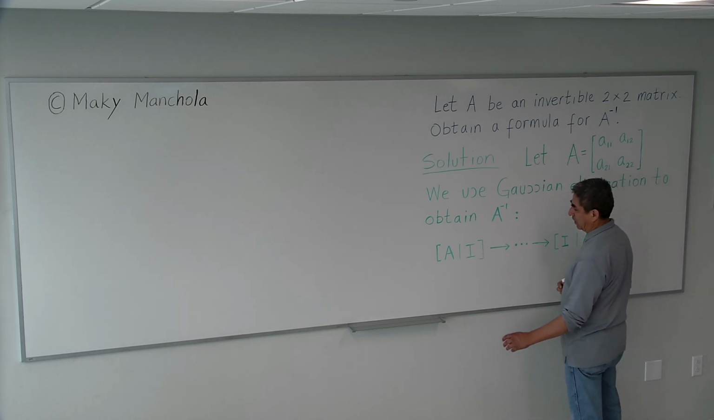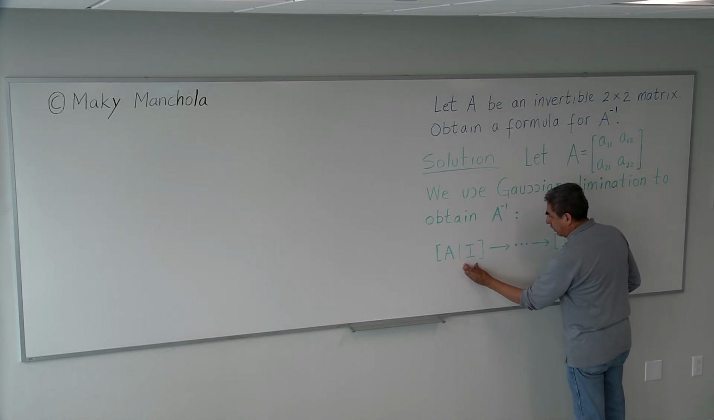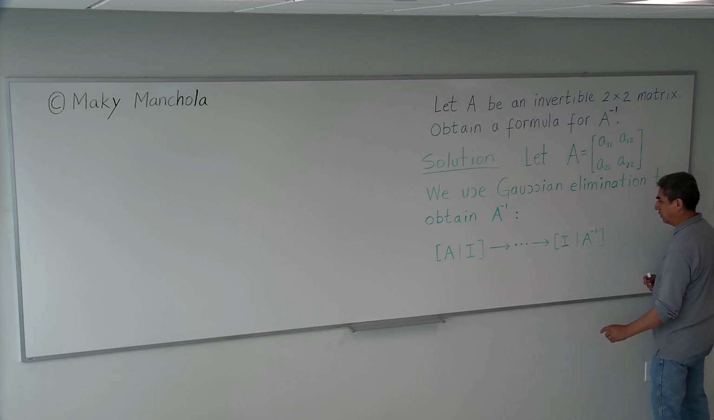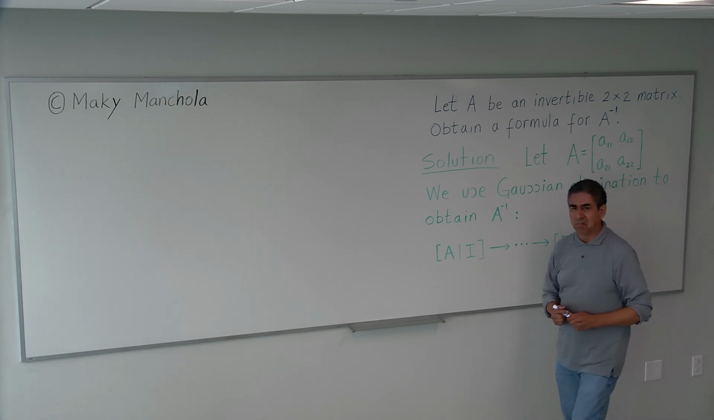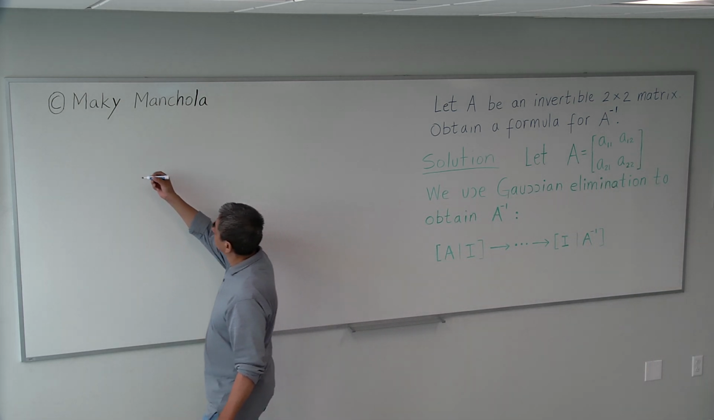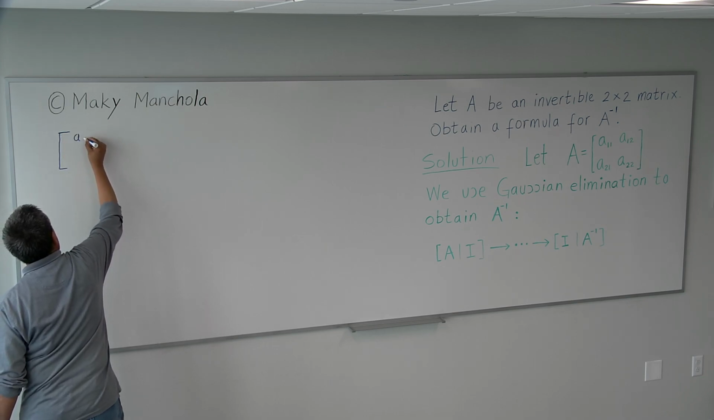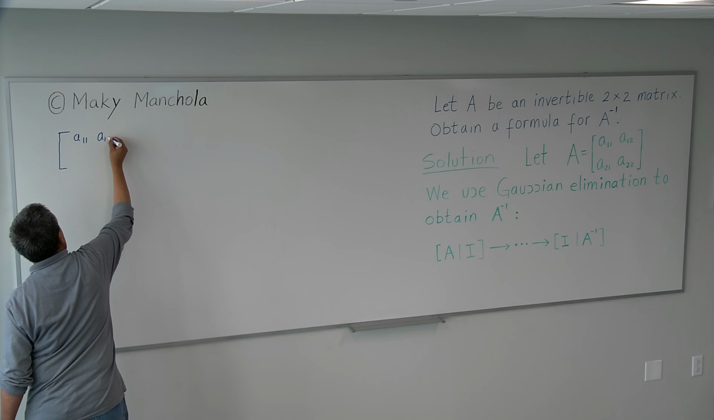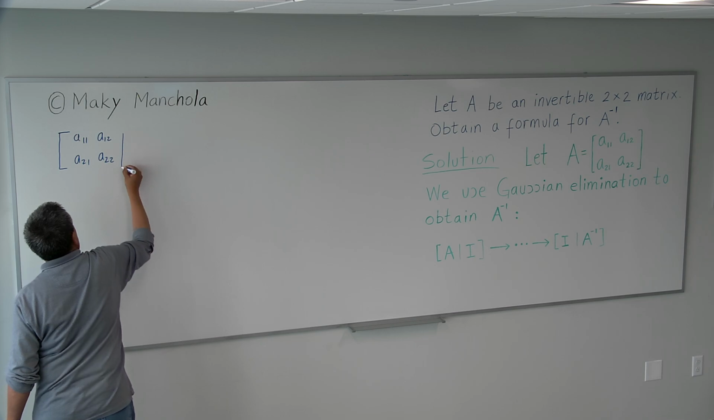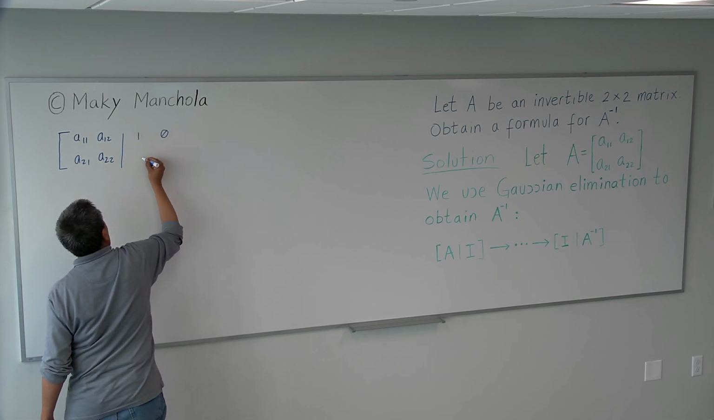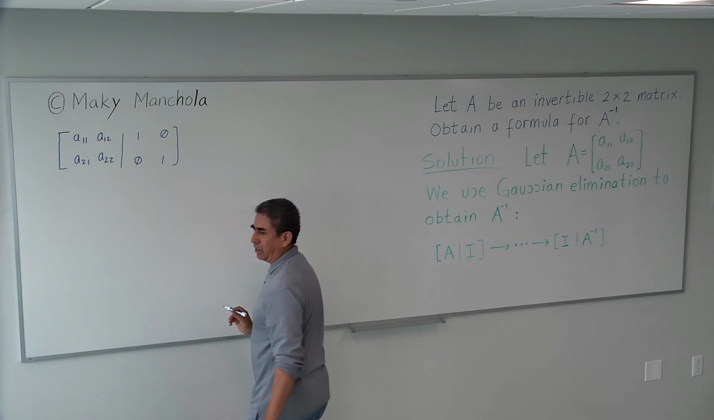Recall that Gaussian elimination begins with the augmented matrix [A | I] and results with the augmented matrix [I | the inverse of A]. So let's begin. So that's our A, and that's I, our identity.